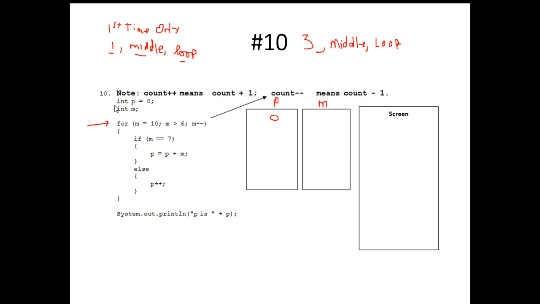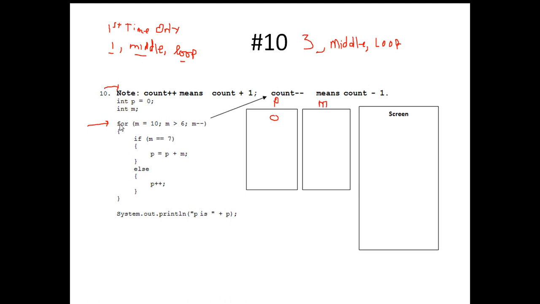The other note that we need to make sure that we're aware of is learning something new. We know that count plus plus means to add 1 to the variable count. Well, count minus minus means to subtract 1 from the variable count. Actually, we've talked about this in class. So our first declaration and assignment, which is actually an initialization, is that P is assigned to be 0, and the int M has no assignment yet.